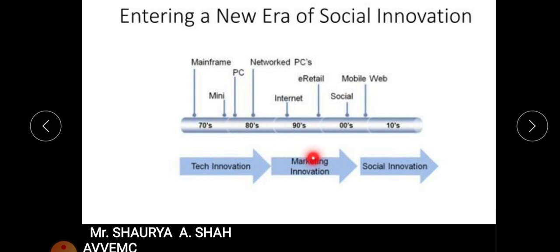Then took place the marketing innovation with the development of the internet, right? E-retail, that is e-commerce business developed, and so on and so forth. After that, after the 2000s and 2010, social innovation started to take place, right? So again, if you say today, social innovation is one of the most important parameters which every company is taking into account, right? I hope it is clear. Fine. Okay.